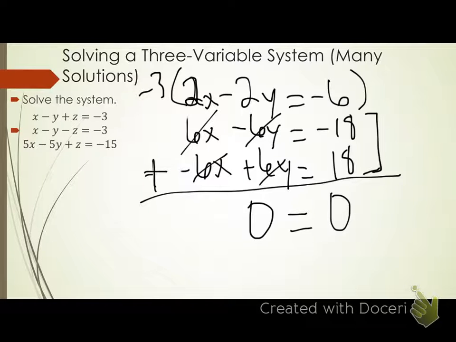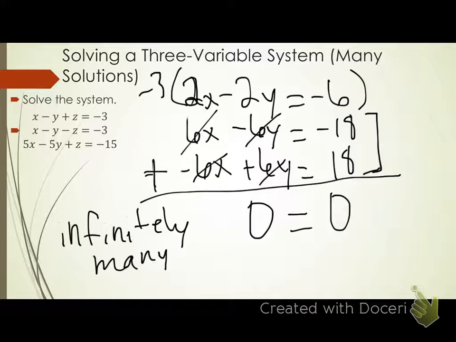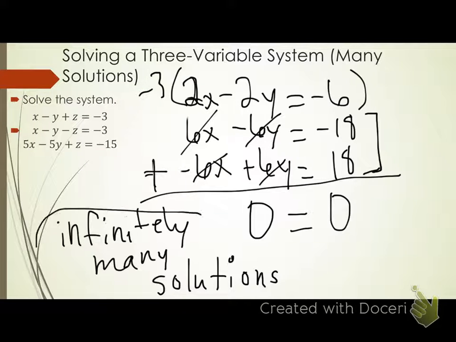So once again, from the previous slides, if I have an identity or a true statement, my answer is infinitely many solutions. So once again, I was left with a true statement, so I got infinitely many solutions. False statement is no solution. So I hope this all made sense.